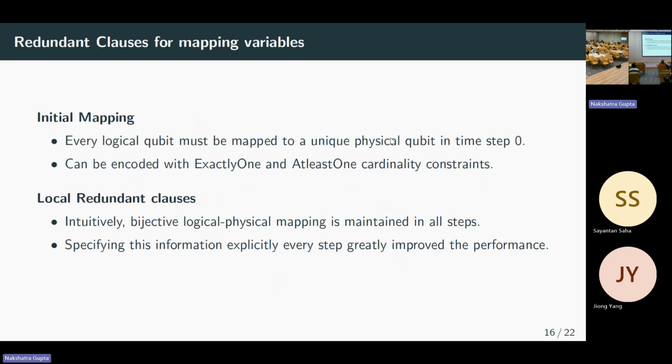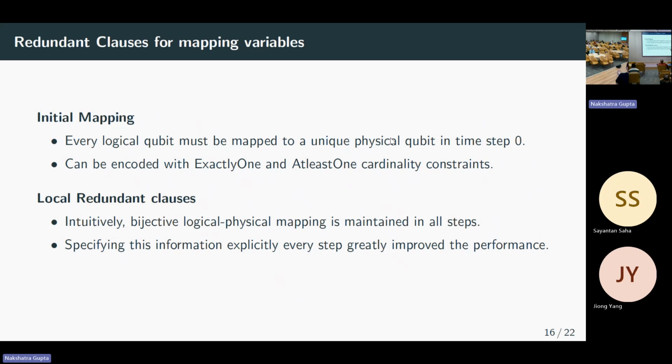Okay, and the fourth idea: we remember that in the initial mapping, we need to map logical qubits to physical qubits. So this is bijective. You need to map uniquely, and this can be encoded with exactly one and at least one cardinality constraints. Intuitively, this bijective mapping needs to be maintained in every parallel step.